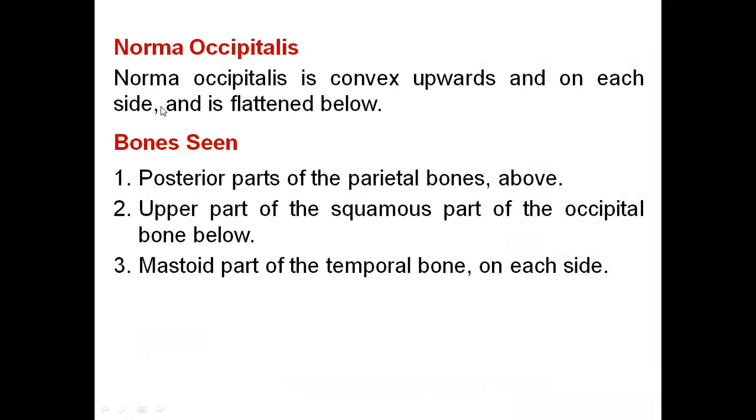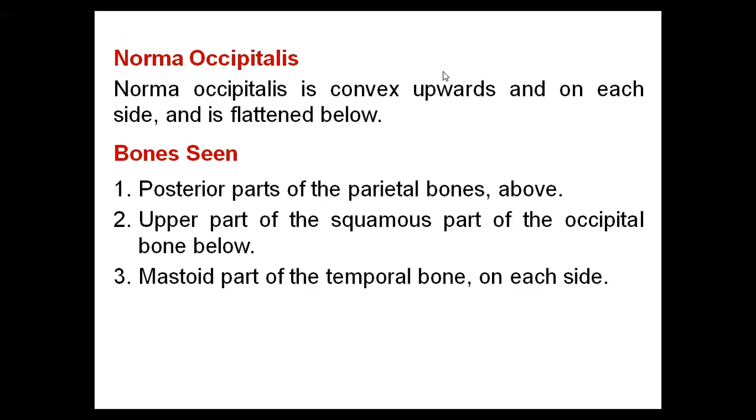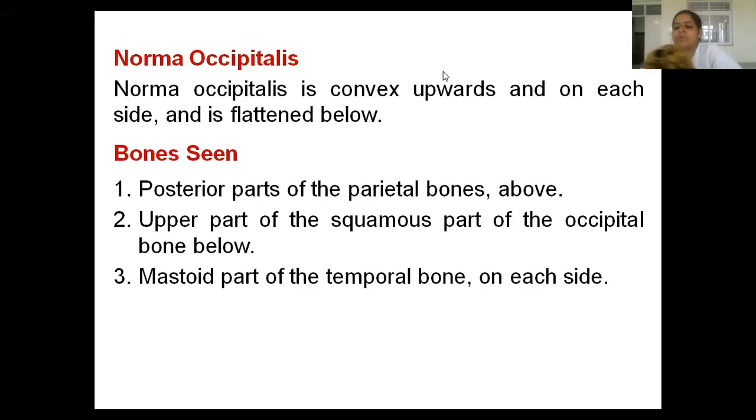right? So norma occipitalis is convex upwards and on each side, and it is flattened below. We see the posterior parts of parietal bones. Okay, I'll also show you the bones simultaneously. Very simple, but it's the simplest of all views, norma occipitalis. See, here you are finding it is convex upwards and on each side, and it is flattened below. You are finding the posterior sides of these two parietal bones.